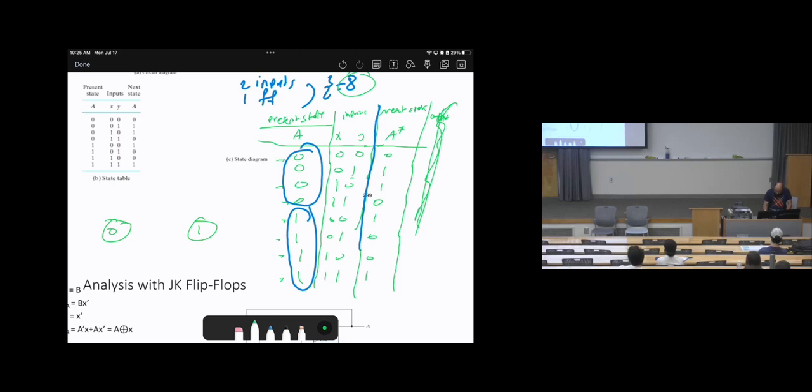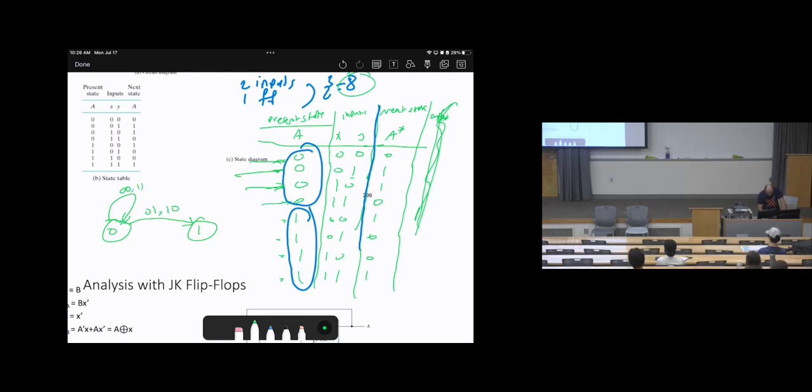Let's look here. When 0, 0, it will remain at 0. Here, remain at 0 when 0, 0. 0, 1, go to 1. Then here we have 1, 0 will go to 1, therefore I'm going to put comma 1, 0. Here is 1, 1 will go to 0, so 1, 1 is here.